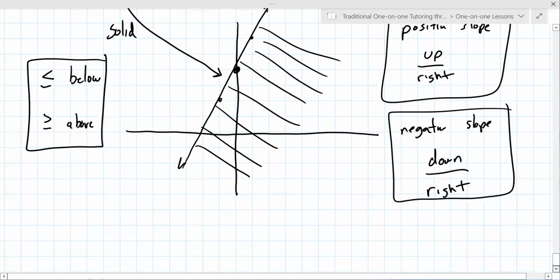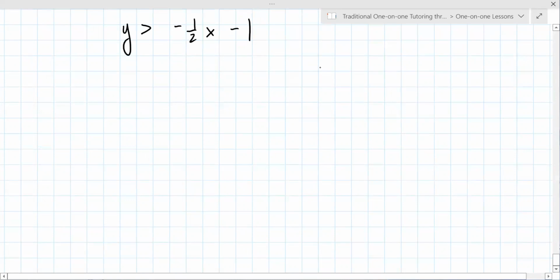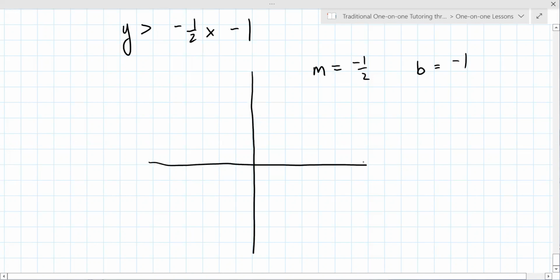Okay. All right. So let's say y greater than -1/2 x minus 1. Could you tell me the slope and the b value? Yeah, -1/2 is m, and then -1 is b. Good. Now, is it a solid or a dashed line? Dashed.